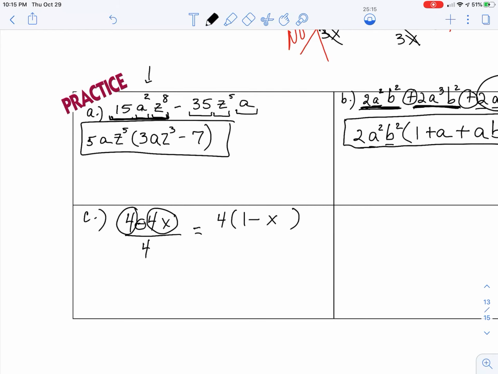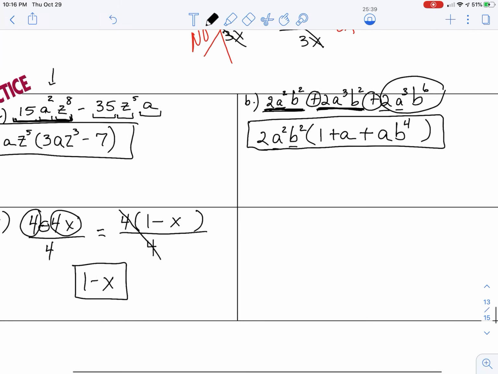Okay, so now on the top I have two factors, 4 times the quantity 1 minus x, over 4. Okay, so it's safe to cancel these because the numerator is set up as factors, and we can cancel. That is legal. So our answer is 1 minus x. So we went from 4 minus 4x over 4 down to the simplified form of 1 minus x by simply factoring out the greatest common factor and then canceling.